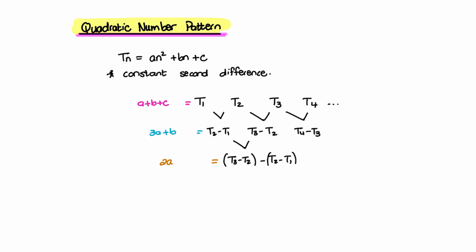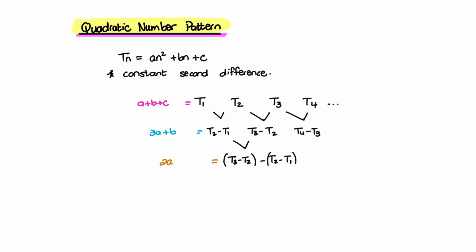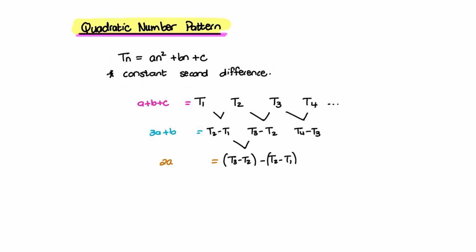In this video, we'll focus on the basics around the quadratic number pattern. So for the quadratic number pattern, you need to know that Tn is equal to an squared plus bn plus c. Now this equation is not on your formula sheet. One of the key features of a quadratic number pattern is that the second difference is constant.